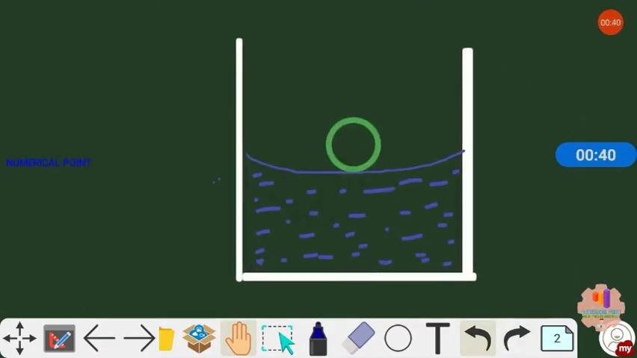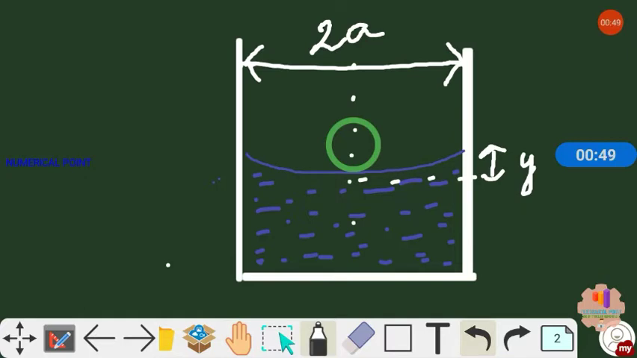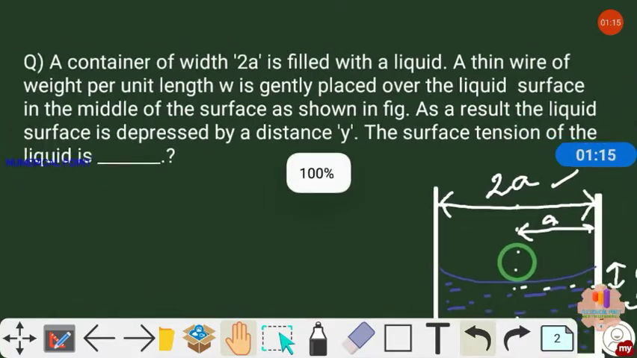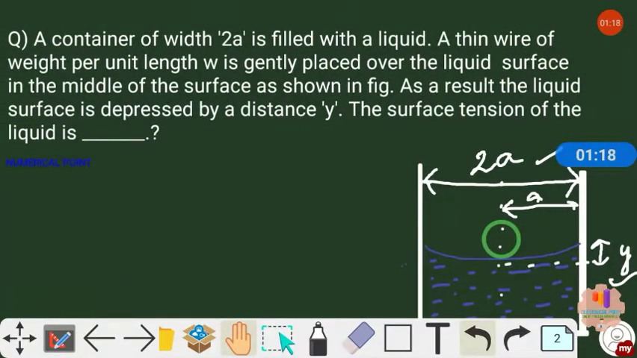Okay, now let's denote the values of a and y in the diagram. So guys, this is the distance 2a and this is the height. The depression in the liquid surface is y, and in the question it has been given that the wire is put in the middle, so this distance we can denote as a. Now let's see the question again and understand. The questioner has asked for the surface tension of the liquid.